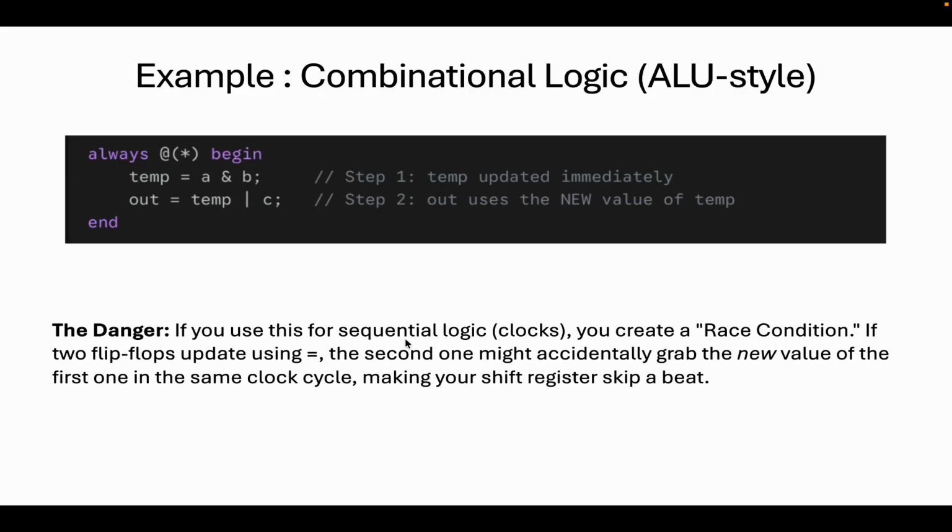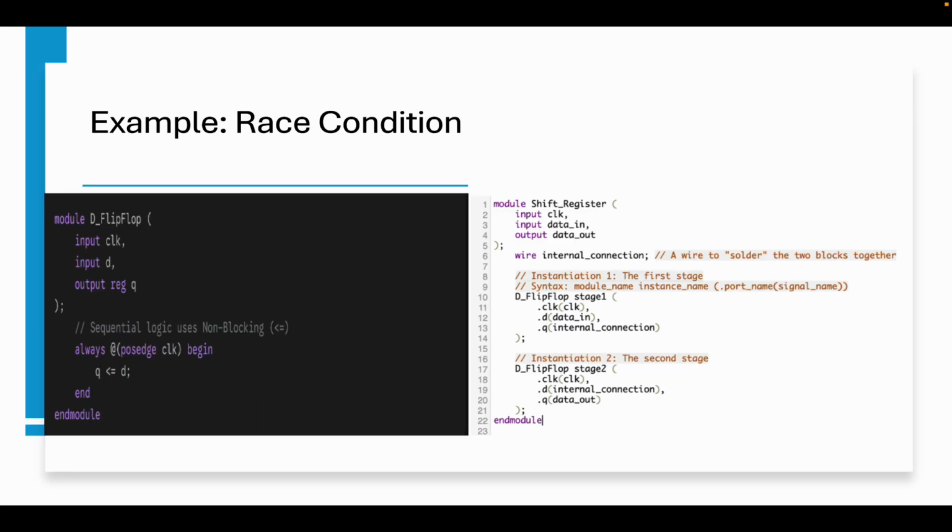We'll see the danger also. If you use sequential logic, you can create a race condition. Imagine this is a flip-flop and you are using multiple flip-flops in your code. That time both will get updated to a new value and the second one might accidentally grab the new value. It means whatever the first flip-flop had as a value might come to the second flip-flop. This will make the shift register skip a beat. So it will not work properly.